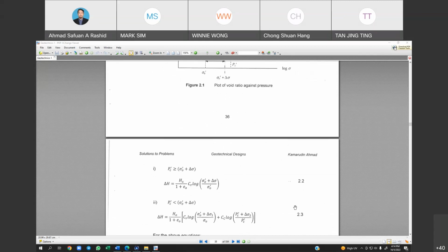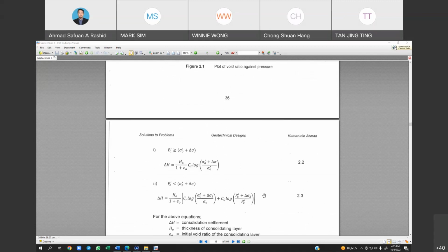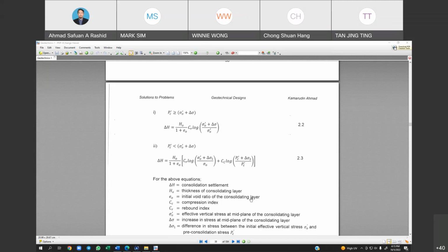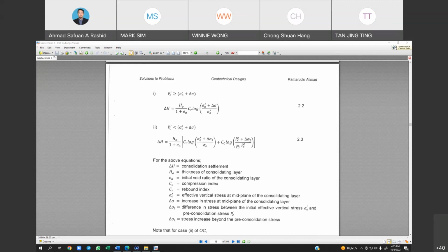This is equation 2.3. It is a little bit different from the equation 2.3 in the slide, where Dr. Kamarudin introduced delta sigma 1 and delta sigma 2. For me, it is easier to use the example in the slide rather than use this equation 2.3.